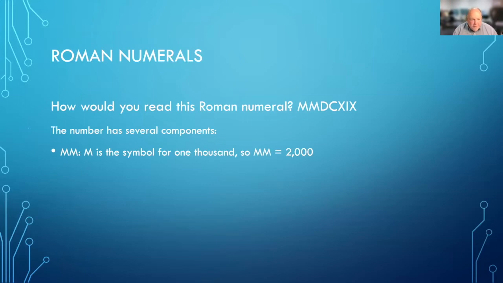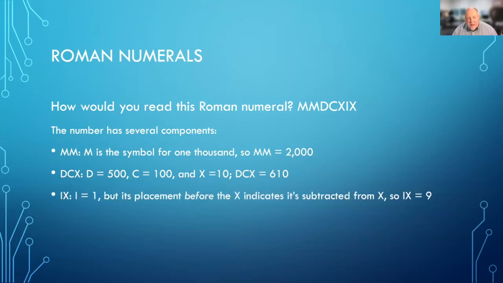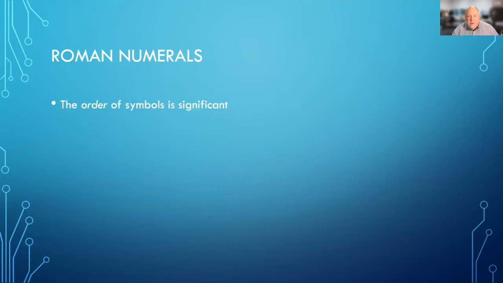Well, it has several components. M is the symbol for 1000, so MM is the symbol for 2000. DCX, well, D is 500, C is 100, and X is 10. So DCX is 610. And then IX, well, the I is worth 1 and the X is worth 10, but the placement of I before the X indicates that it's subtracted from the 10. So 10 minus 1 is 9. So IX is 9. So when you add all that together, you get 2000 plus 610 plus 9, or 2619.